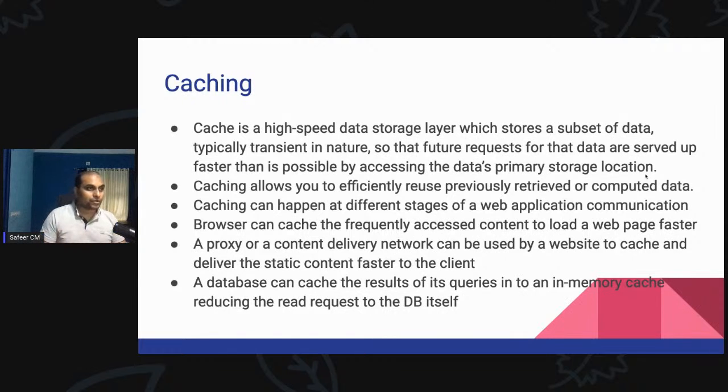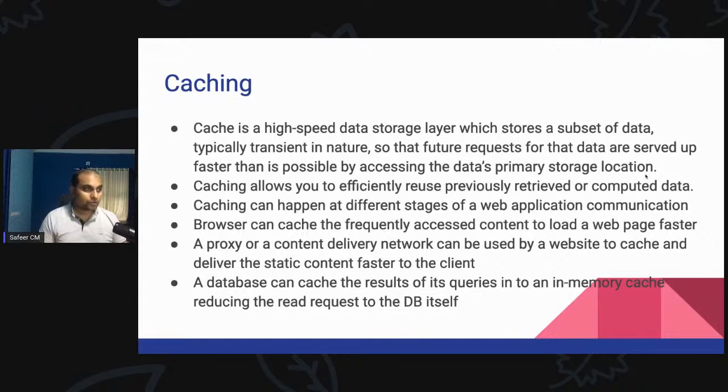Caching allows you to efficiently reuse previously retrieved or computed data. It could be static data, an image or a JS file, or it could be some computed data that you store in in-memory storage. Caching can happen at different stages of web application communication. I'm sure you all have cleared your web caches at some point in your web life. That is one of the cases. Then there are services called content delivery networks, or a proxy, that can cache the contents of a website closer to the customer. We will revisit content delivery networks in a bit.